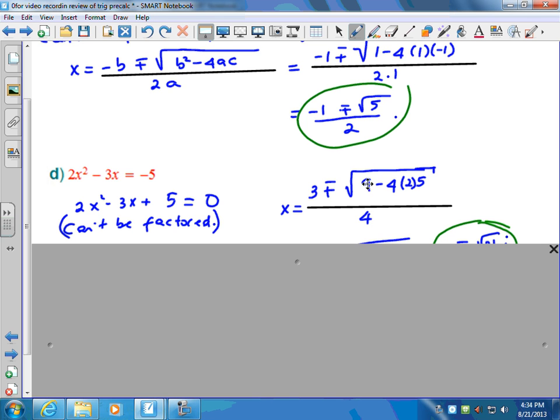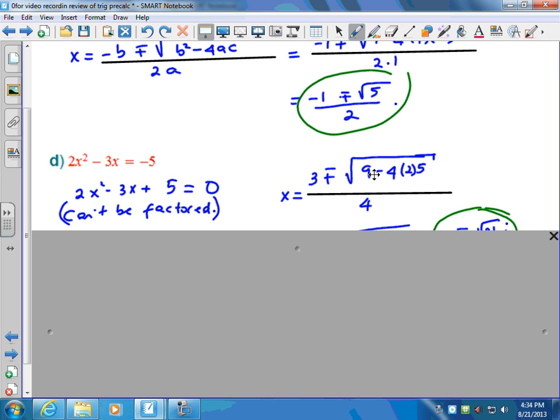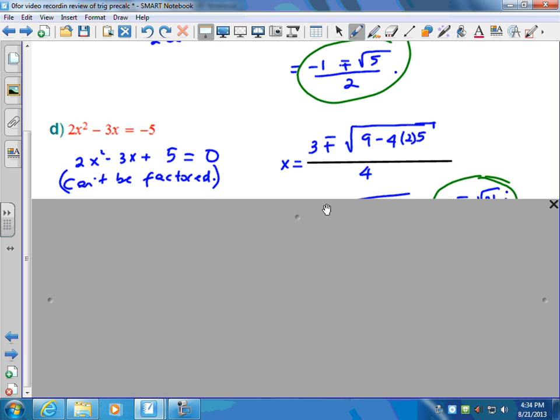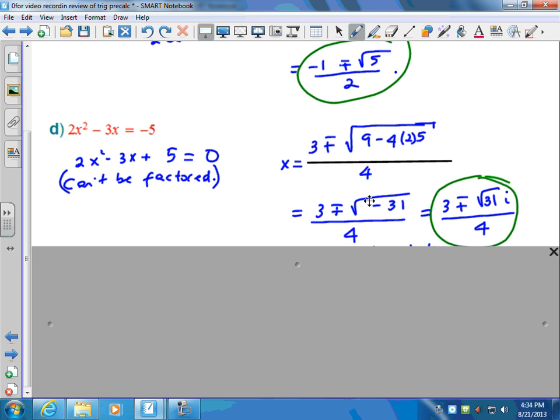And if we simplify what's under the radical, something interesting happens. We have basically a negative number under the radical, right? Because 4 times 5 is 20. 20 times 2 is 40. That's negative 40 plus 9. That's negative 31. So what this is saying is there is no real solution.